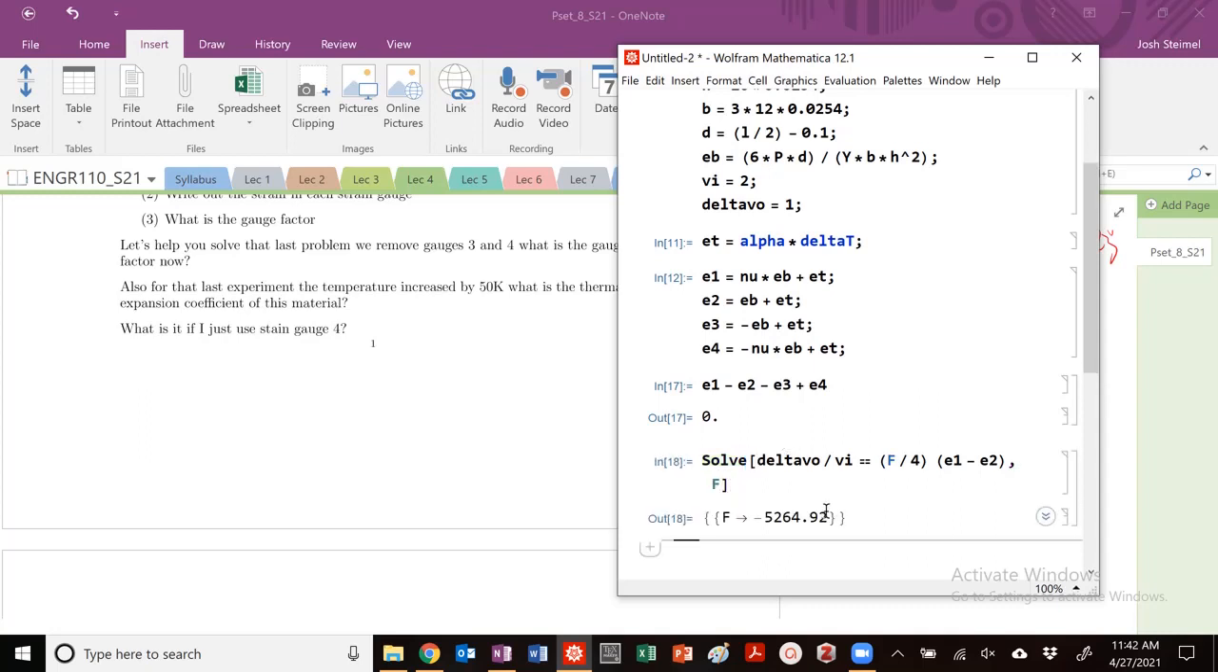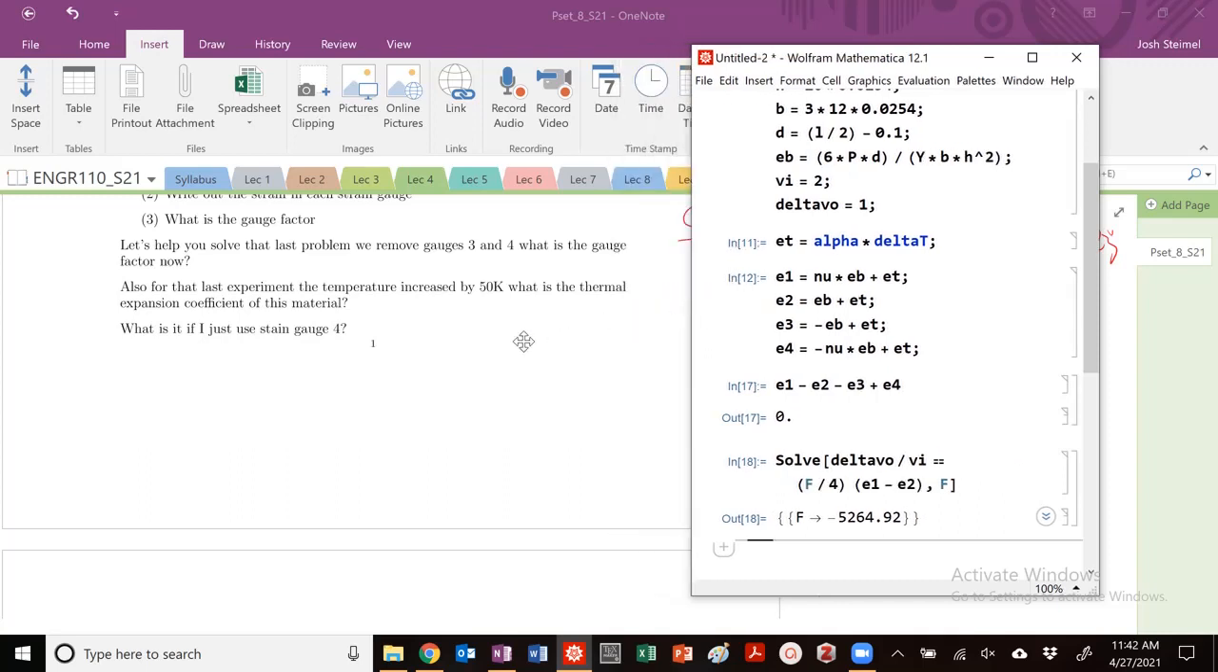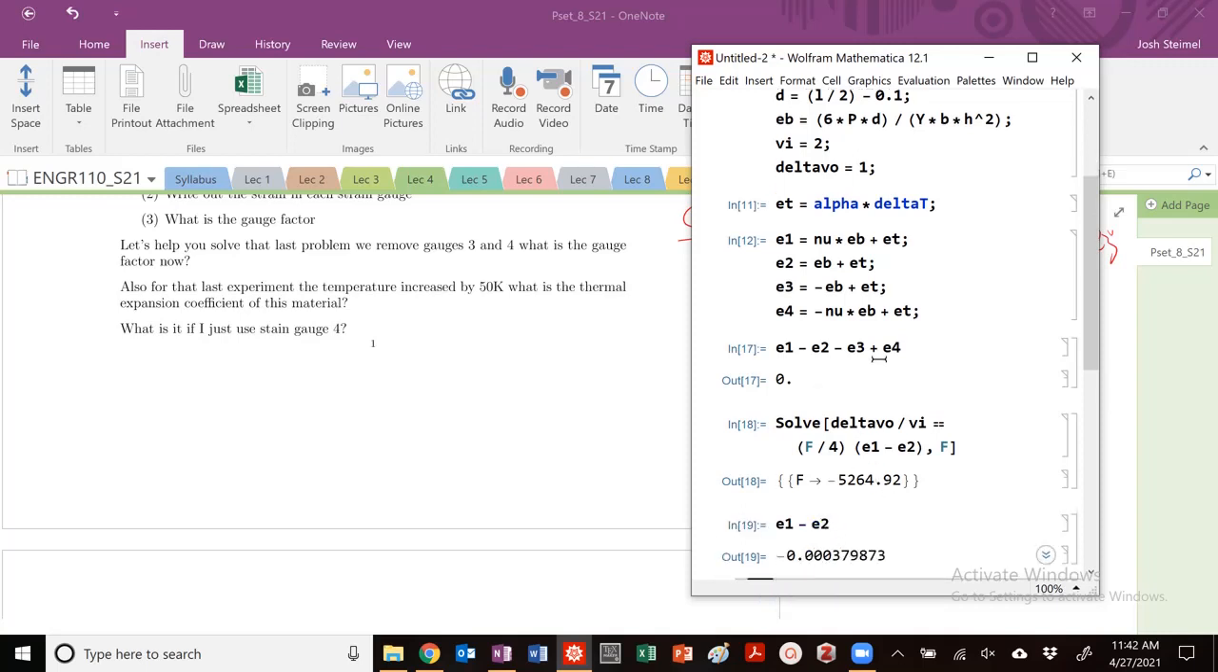And there we go. That's our gauge factor. Negative, it's weird, but again, it kind of solves the problem. Now, for the last experiment, the temperature was increased by 50 K. And then it's asking us, what is the thermal expansion coefficient of the material? Well, we can't solve for that value because our ET cancels out.